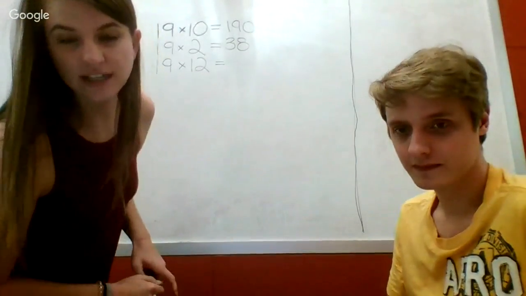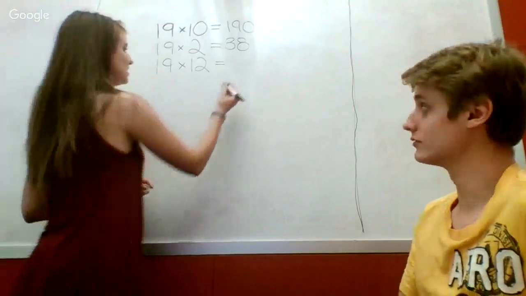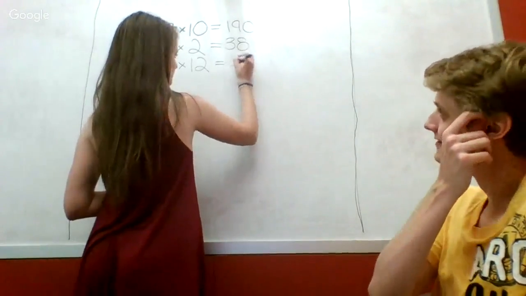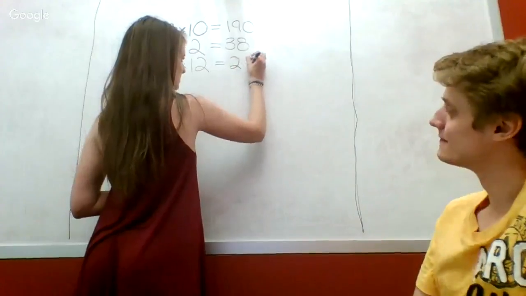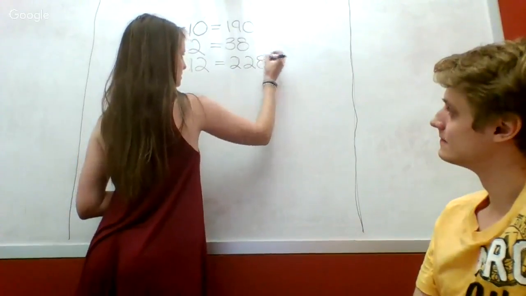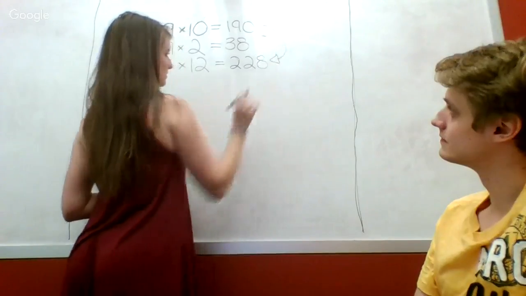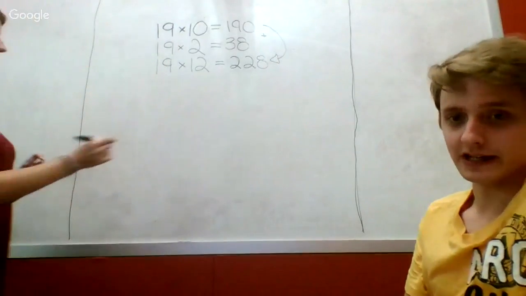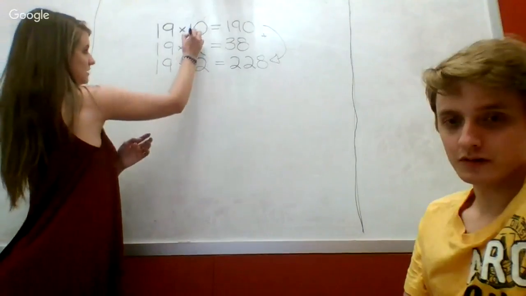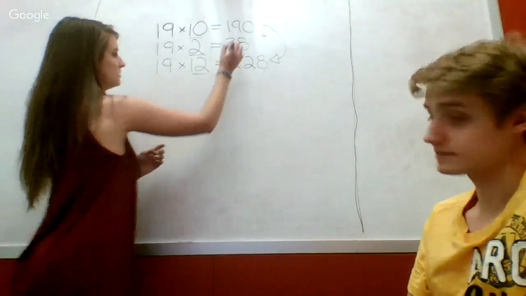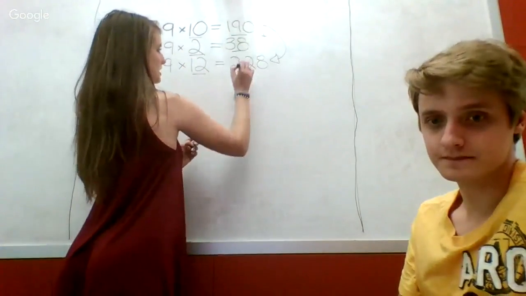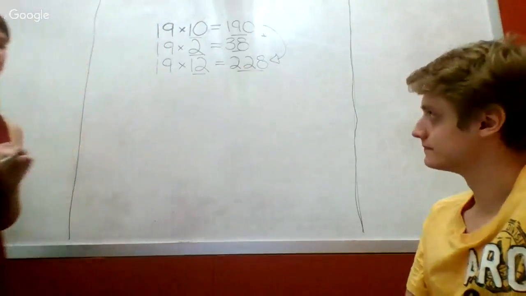Take 190 and 38 and add them. Awesome. Genius. So if we add these two together, we get our answer. We get 228, yep. 10 plus 2 equals 12. 190 plus 38 equals 228.